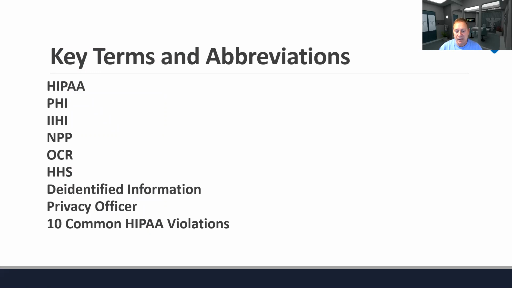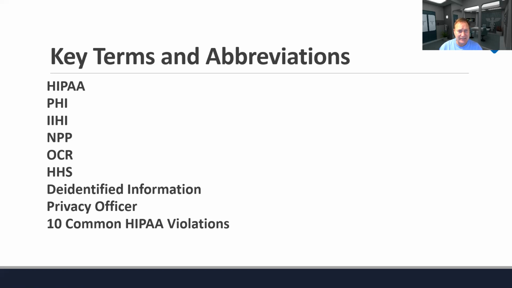PHI is either protected health information or personal health information. I've seen it written both ways. I'll accept both. Just understand it's private and it's personal and it's health information, particularly as it relates to you.